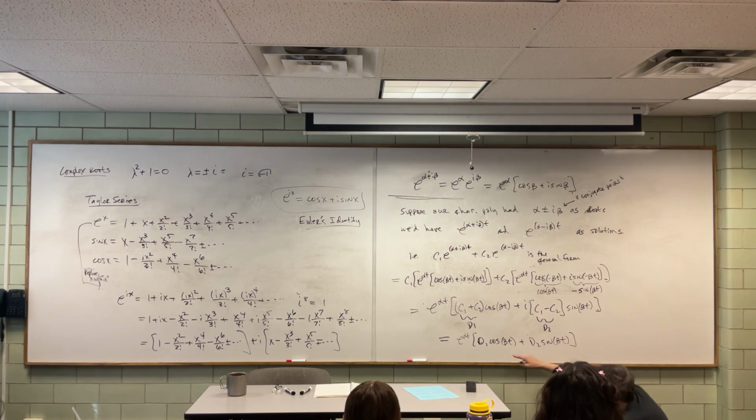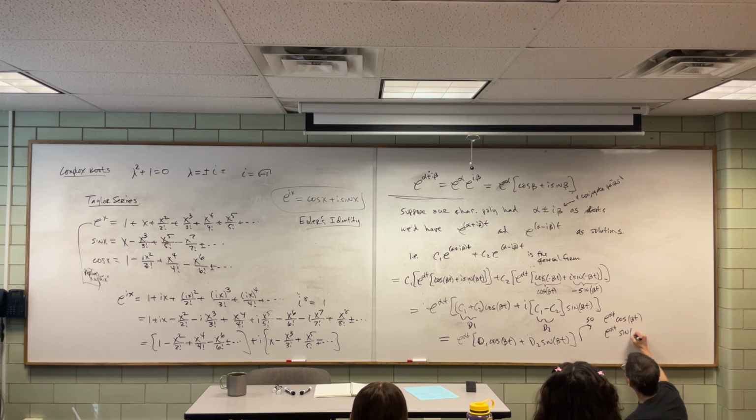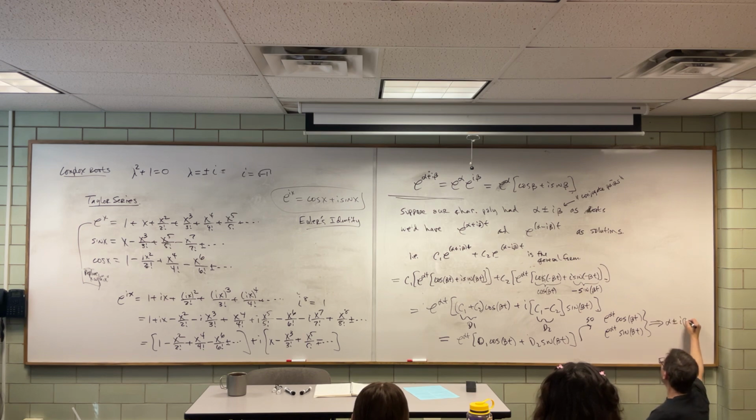But we can think of this as we actually have two solutions: e to the alpha t cos beta t and e to the alpha t sine beta t. These are the roots that correspond to an alpha plus or minus i beta root. So if you see a complex root, you get those two solutions automatically.